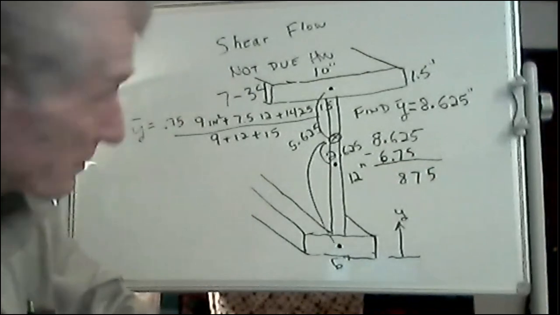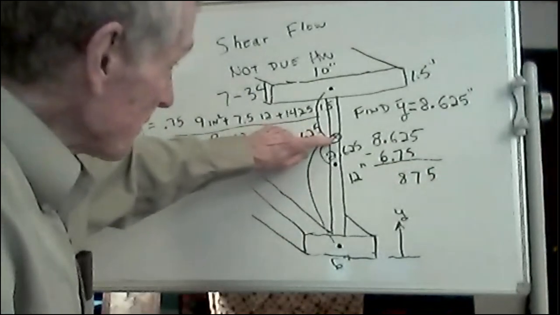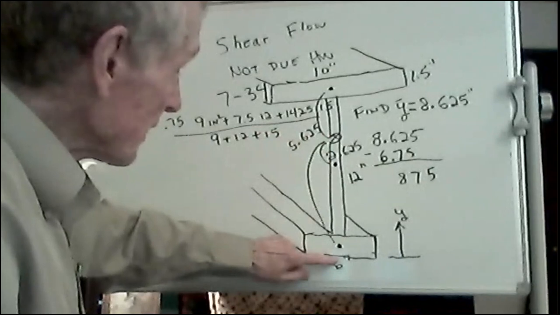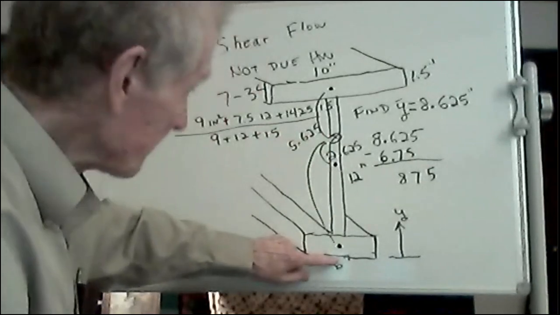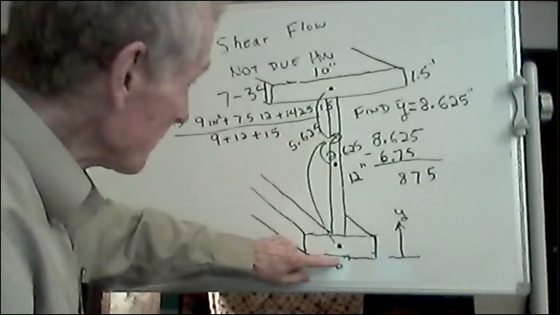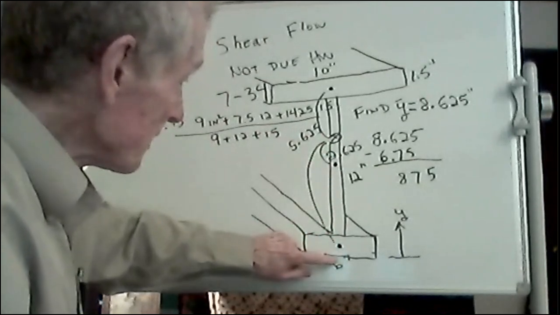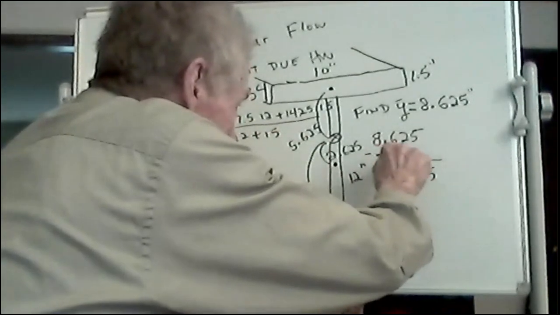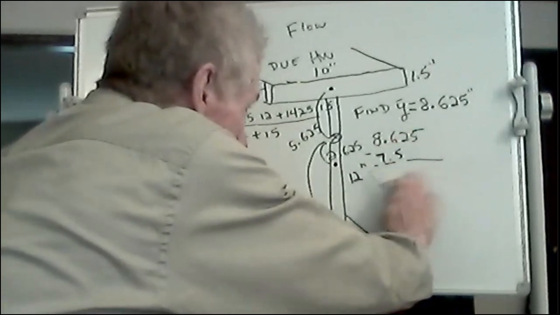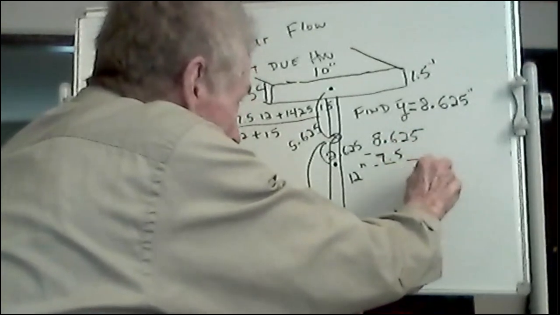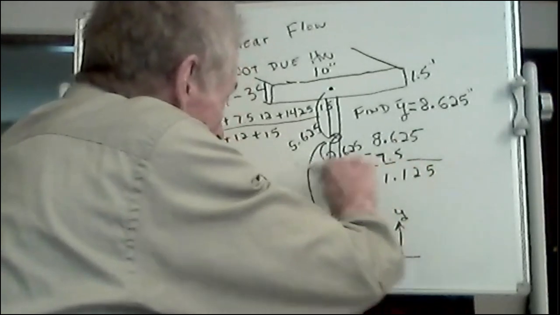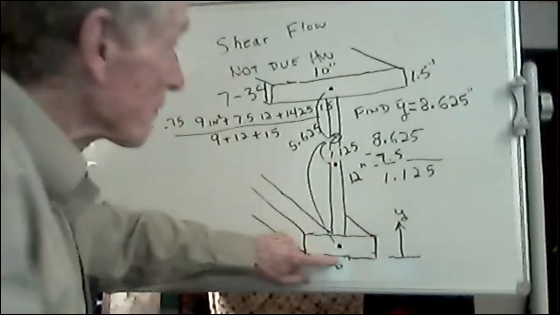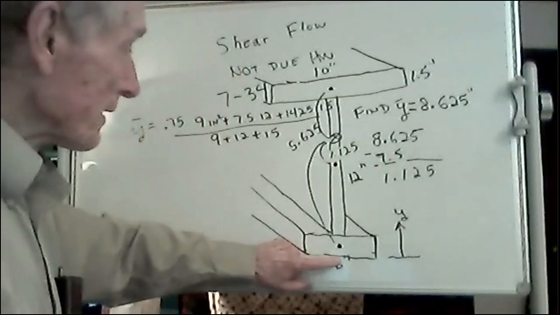I'm fouling up on this, and let me think a minute. From here to the bottom is 8.625. We all agree on that. And from the bottom up to here, no, that's 7.5. I had that right in the first place. Where I went wrong is this should be 1.125. From here to here, 1.125. I think I got that right now.